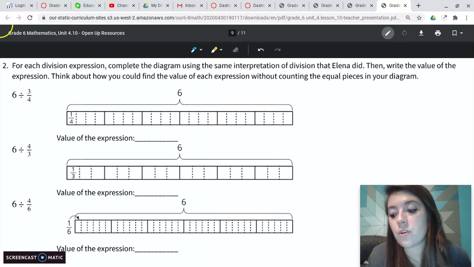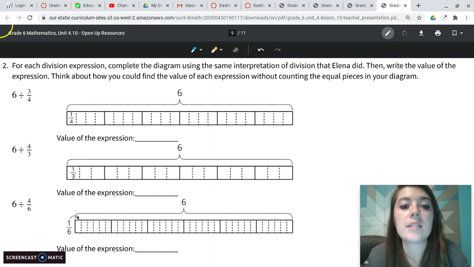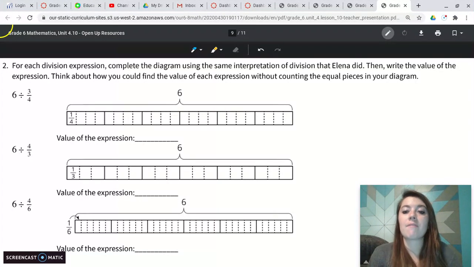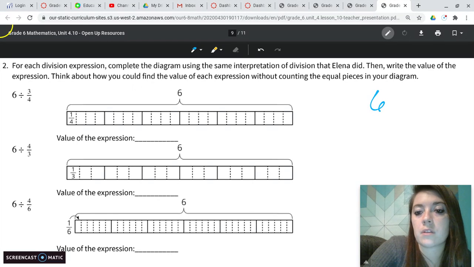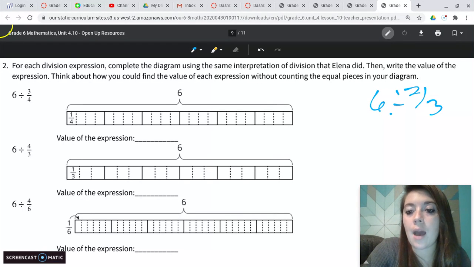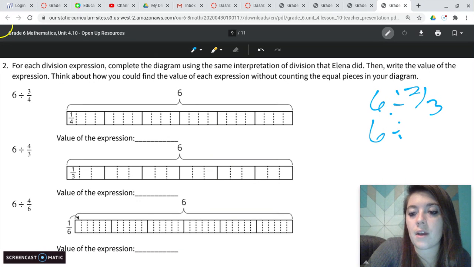So for number 2, for each division expression, complete the diagram using the same interpretation of division that Elena did. Then write the value of the expression. Think about how you could find the value of each expression without counting the equal pieces in your diagram. So remember, we had 6 divided by 2/3. And we took how many we got from 6 divided by 1/3 and divided that by 2.